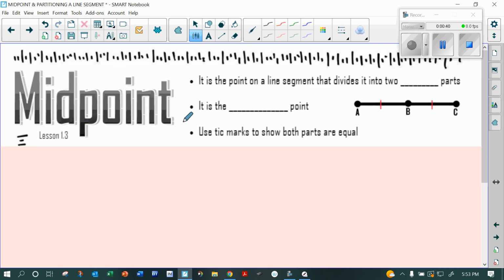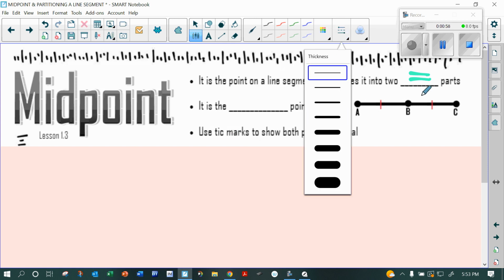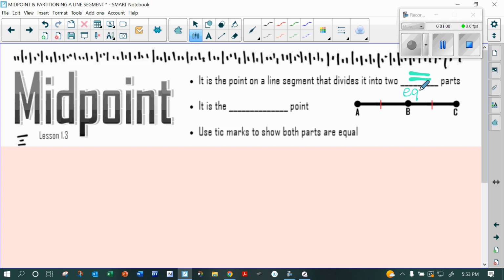All right, midpoint by definition, okay? It is a point on a line segment that divides it into two equal parts. We'll just put the symbol, all right? So two equal parts, and if you need the word, equal, two equal parts. It is the halfway point.